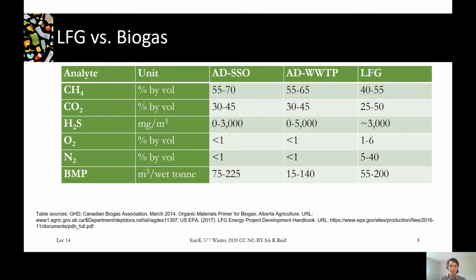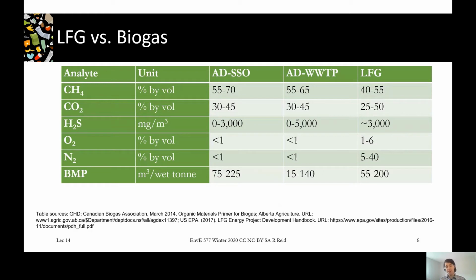Just looking at the very top line, at the methane line, you can see that landfill gas is a little bit lower in methane. It's a little bit lower in carbon dioxide. But if you go down to our oxygen and nitrogen, then it's a little bit higher than the anaerobic digestion options. Sulfide varies across them based on what the material going in is. And then for the biological methane potential of the material itself, you can see that landfill and AD are around the same range.